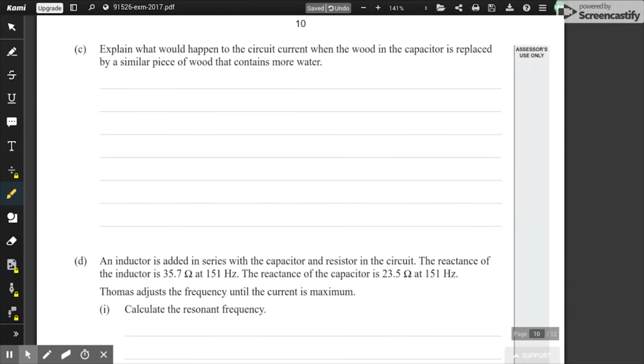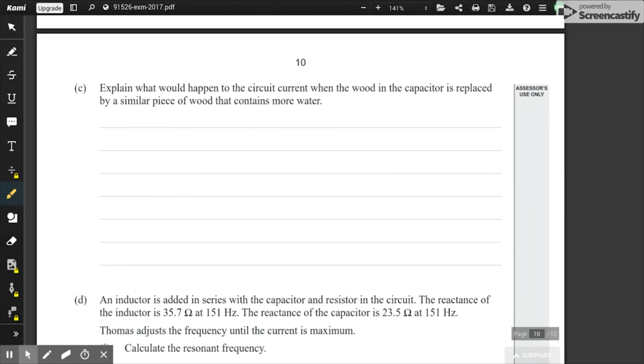Explain what would happen to the circuit current when the wood in the capacitor is replaced by a similar piece of wood that contains more water. So in looking at this question, there are two equations I want to consider. The first is for our capacitance, and the second for our reactance.